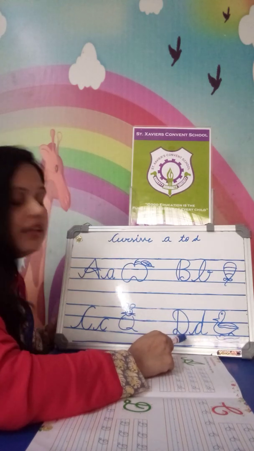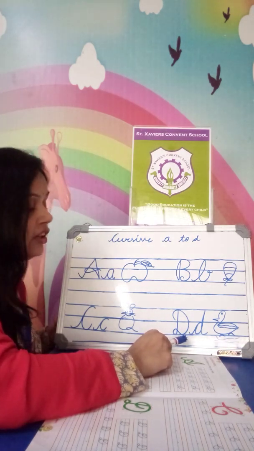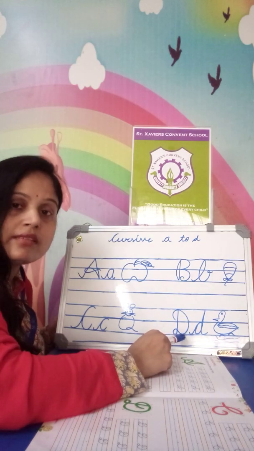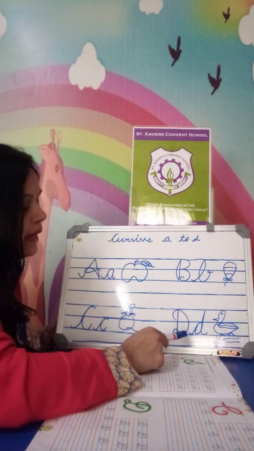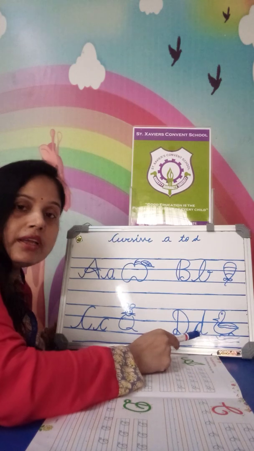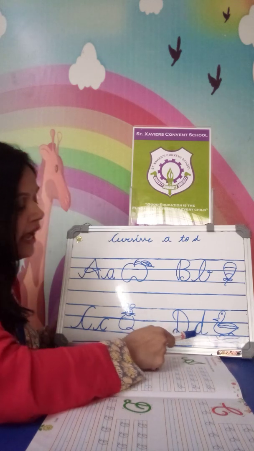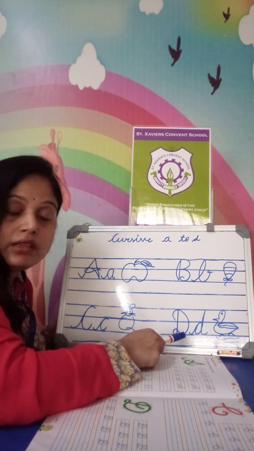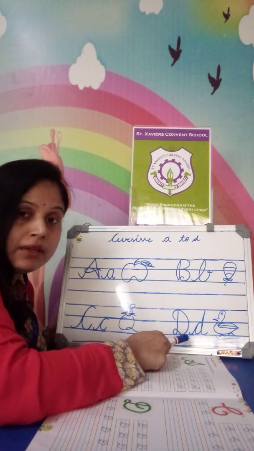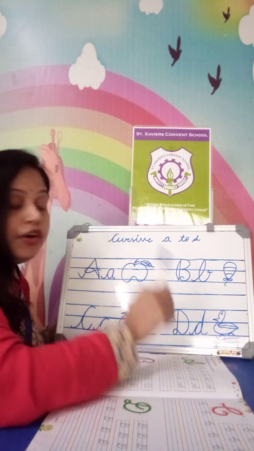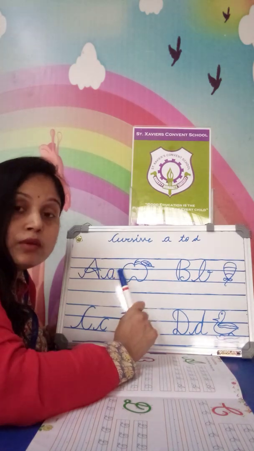After that, D. This is D. Capital D. Capital cursive D. Okay. This is not a simple D. This is cursive D. Capital D with small d. And D sounds da. Like D for, tell me, D for dog. And the dog says, how does the dog bark?